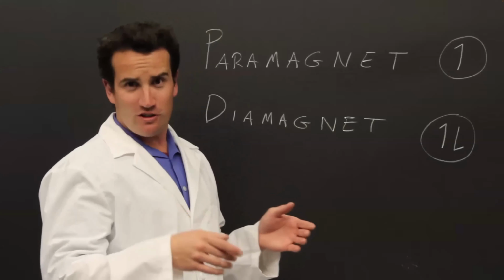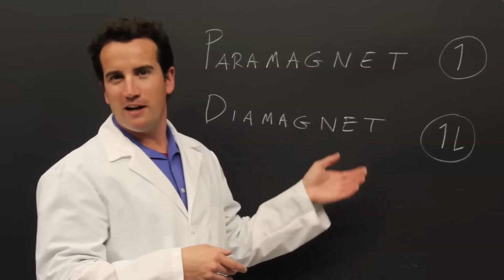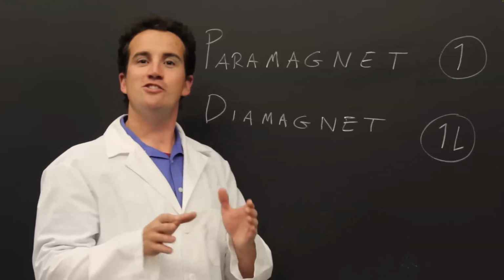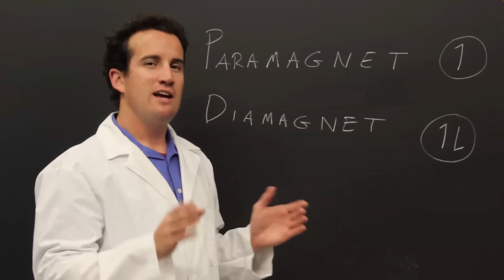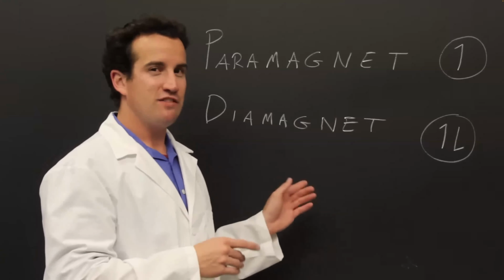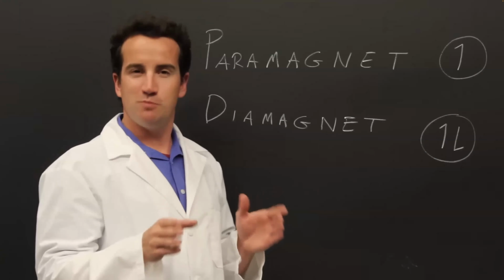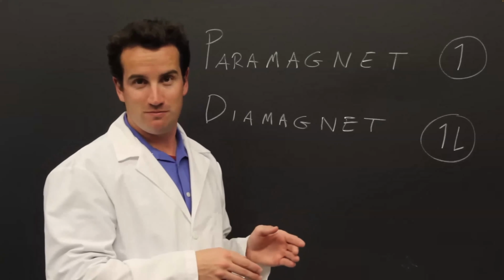In conclusion, whether something is a paramagnet or a diamagnet is decided by its electrons. In the case of a paramagnet, it has at least 1 unpaired electron. In the case of a diamagnet, it has mostly paired electrons. Is the point clear?